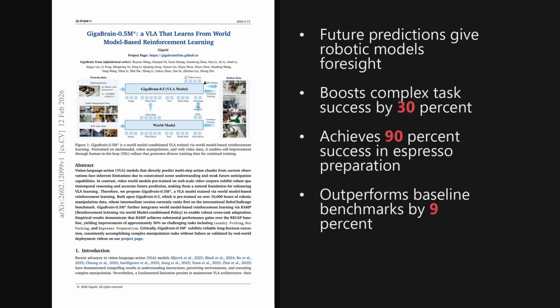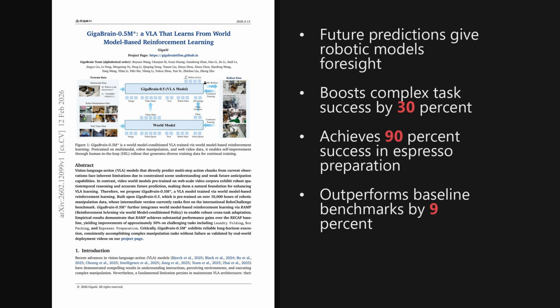I'm Alex. Today we're looking at a paper from the Hugging Face trending list, published on February 12th, 2026, just 2 days ago. It presents a method that uses video world models to give robots better foresight, boosting performance by about 30% on complex tasks like espresso preparation.